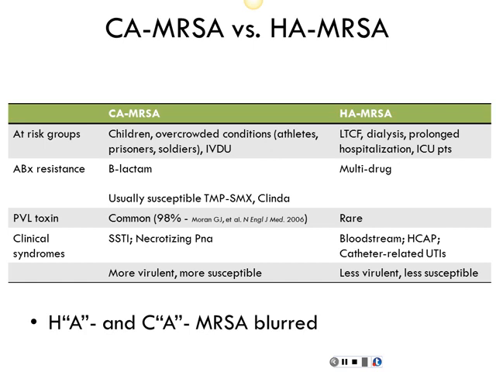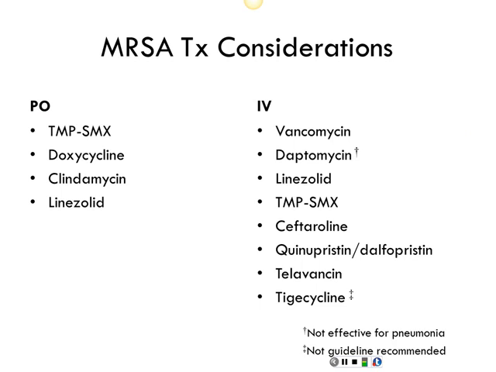Different treatment considerations: PO, we've got Bactrim, Doxy, Clinda, and Zyvox, so not a ton of options from a PO standpoint. And from the IV standpoint, we've got Vanco, Dapto, Linezolid, Bactrim, Ceftaroline, Quinupristin-Dalfopristin, Telavancin, and Tigecycline. So a lot of options IV-wise. We will really probably stay within the top 4 to 5 that we would use from an IV standpoint. We're going to stay with the agents that have the most efficacy as well as the lowest side effect profile, and that is really those top agents. Tigecycline is not recommended for MRSA in the guidelines.